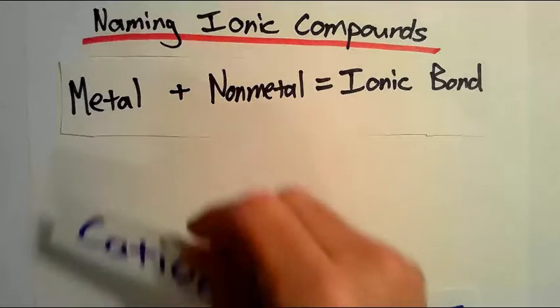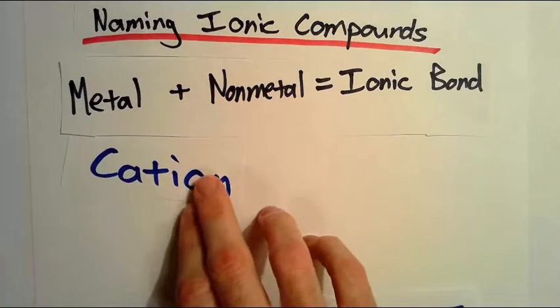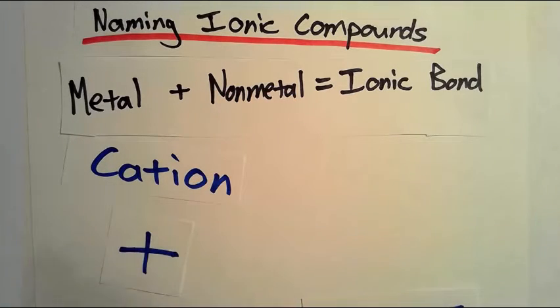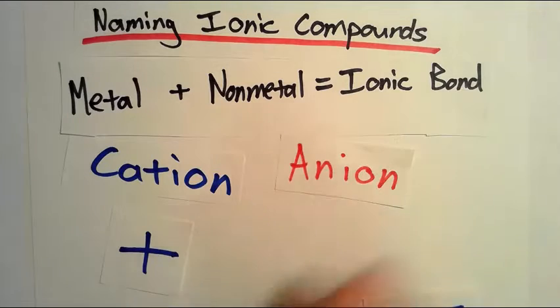I'll be using a couple of terms. I'll be using the cation, which means that it is a positive charge, and I'll be using an anion, which means that it's a negative charge.